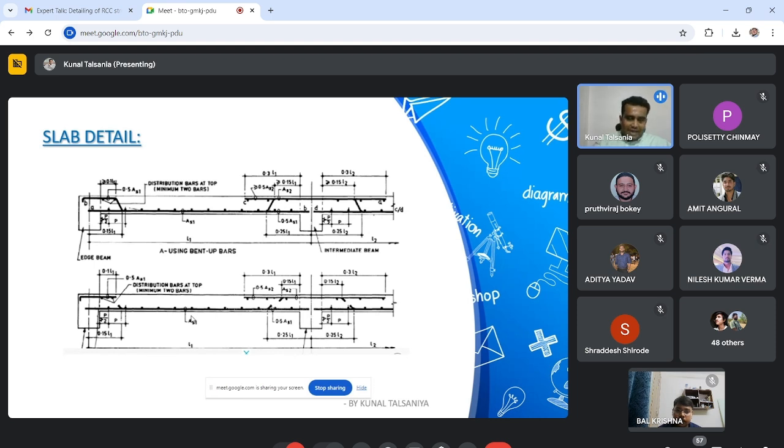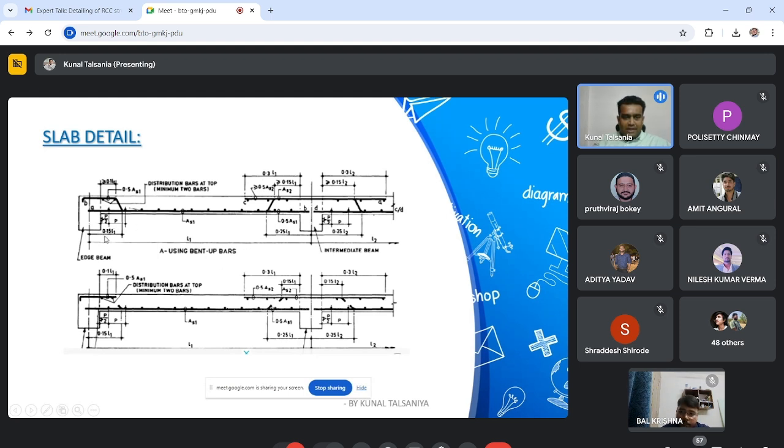So you can provide the straight bar detail as well as the bent up detail. It is up to you, so both the details are right. We have to understand what the code has given and what type of detailing you have to take care of. Okay, we will start from this.